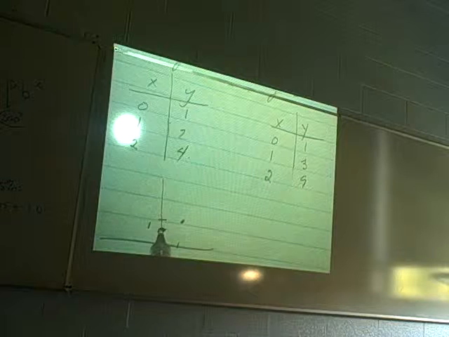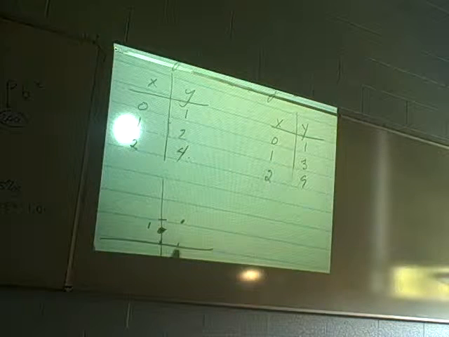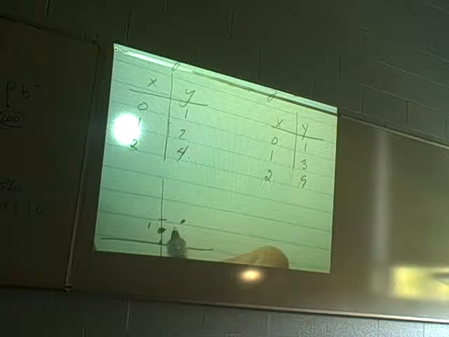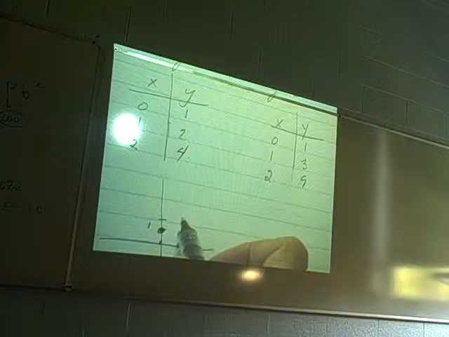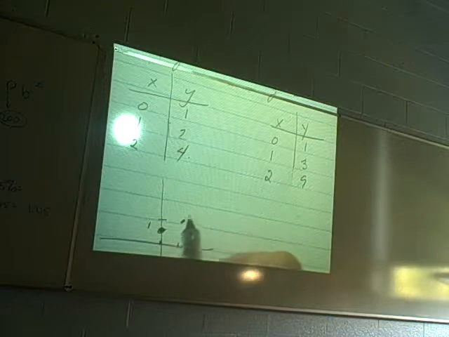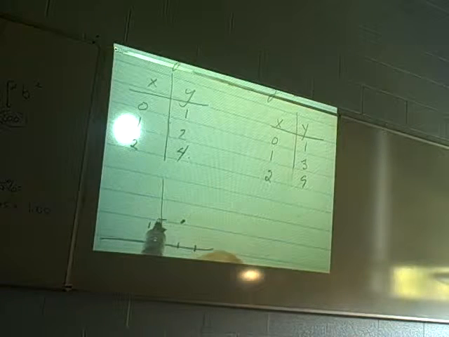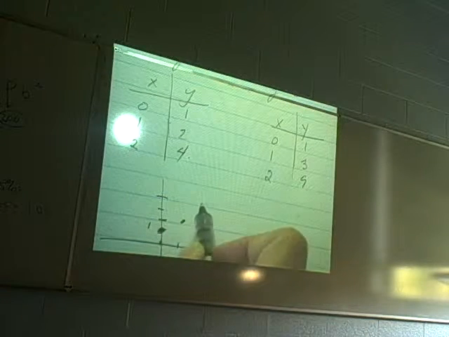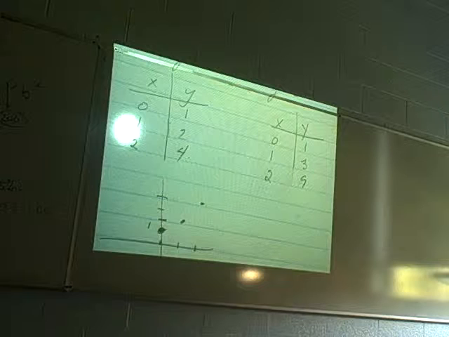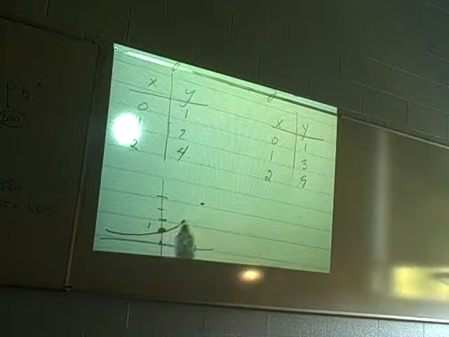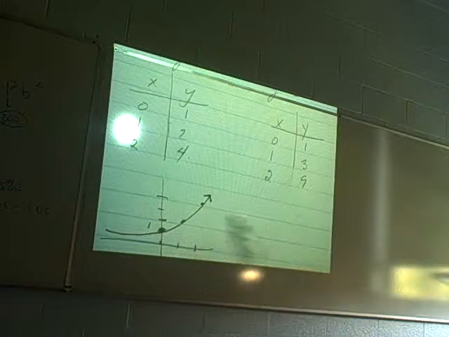When x is 0, y is going to be 1. When x is 1, it's going to be 2. When x is 2, I have 1, 2, 3, 4. So the graph of the first equation is going to look something like this.